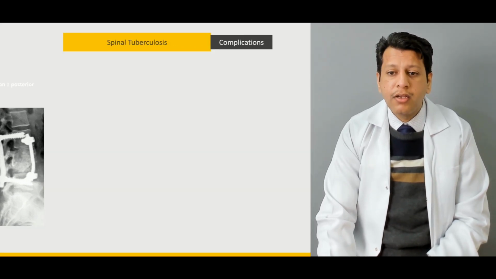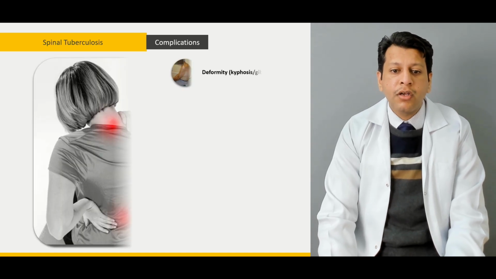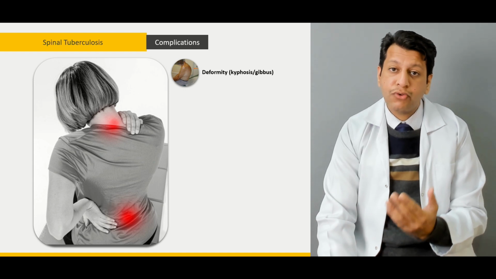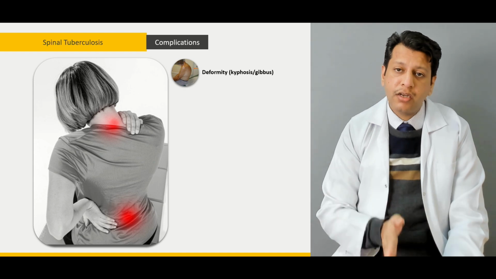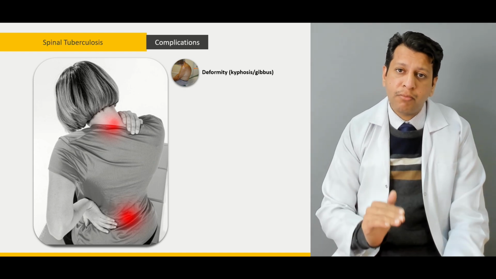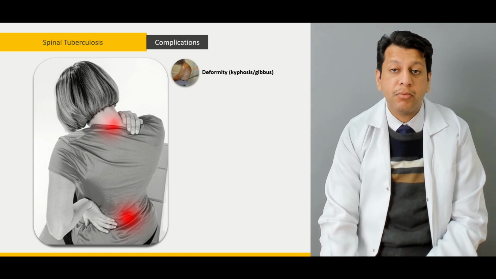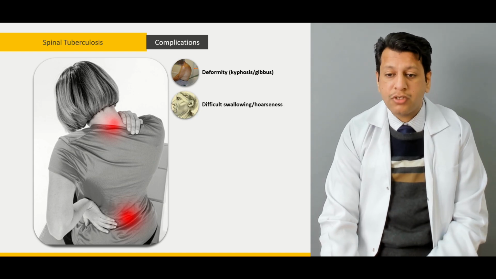Now, complications of spinal tuberculosis. The patient may have healed tuberculosis, but the collapse has resulted in increased kyphotic deformity because anteriorly the bone was lost. Fibrotic material has formed, but that fibrotic material is not good enough to support the spine. Therefore, increased kyphosis or gibbus formation is one of the very important complications of spinal tuberculosis.